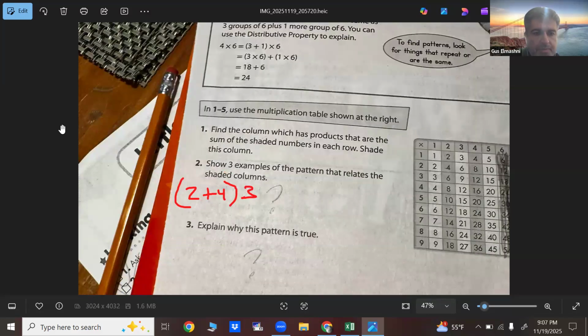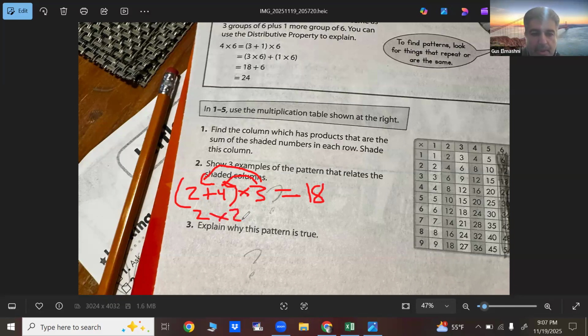Forgot the times symbol. 2 plus 4 times 3 equals 18. And it's called the distributive property. You want to distribute the 3, so you want to hand the 3 over both the 2 and the 4. So the 3 joins both the 2 and the 4, because the 3 is outside. It's kind of like, yeah, I'm outside. I want to help out the 2 and the 4. So the 3 comes inside and helps out the 2 and the 4.